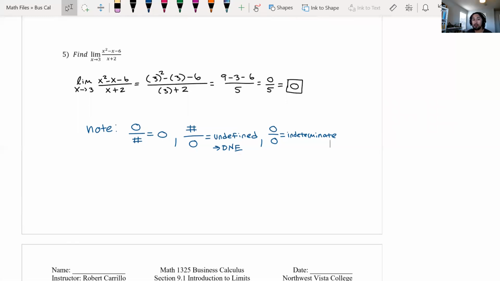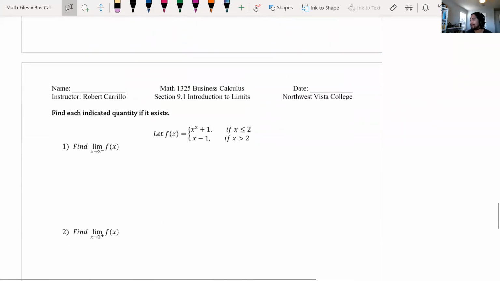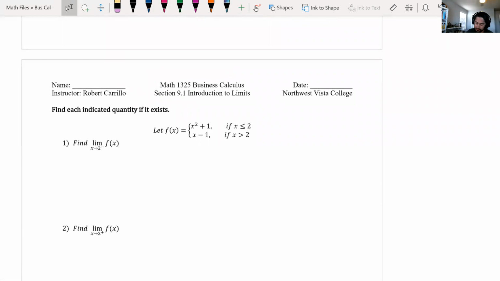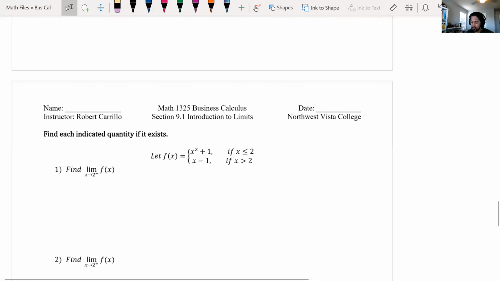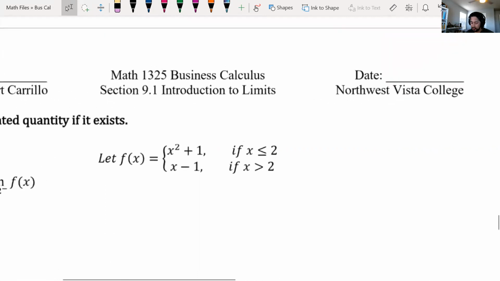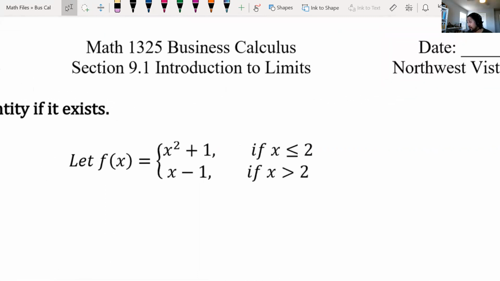Okay, we come to our last page. All right, so this activity is connecting limits to piecewise functions. And if you forgot what a piecewise function is, well, the function they give us is a piecewise function. And piecewise functions are made of multiple functions with multiple restrictions.